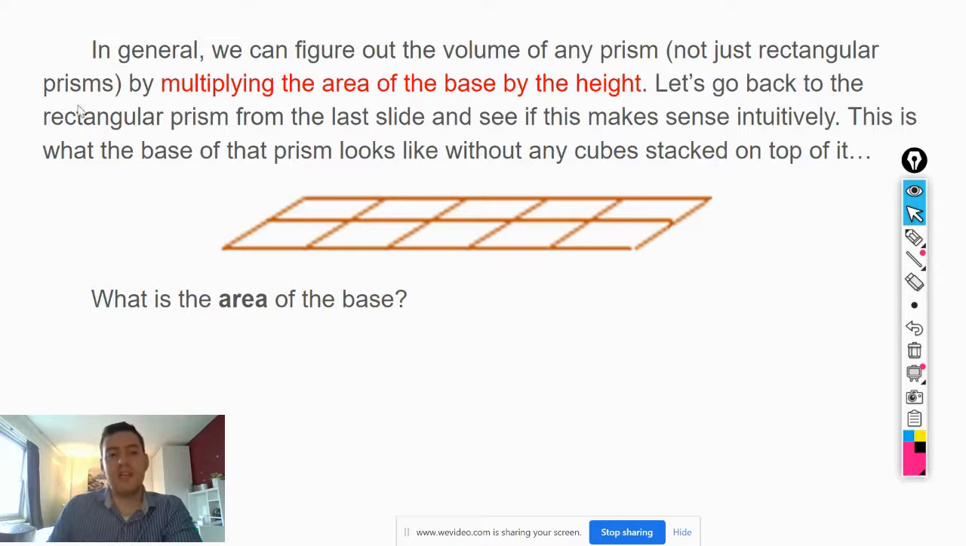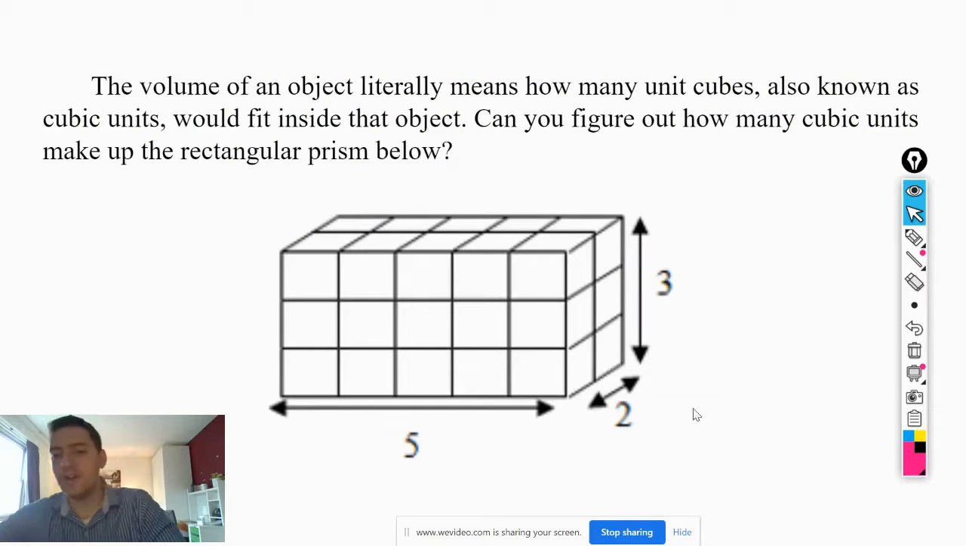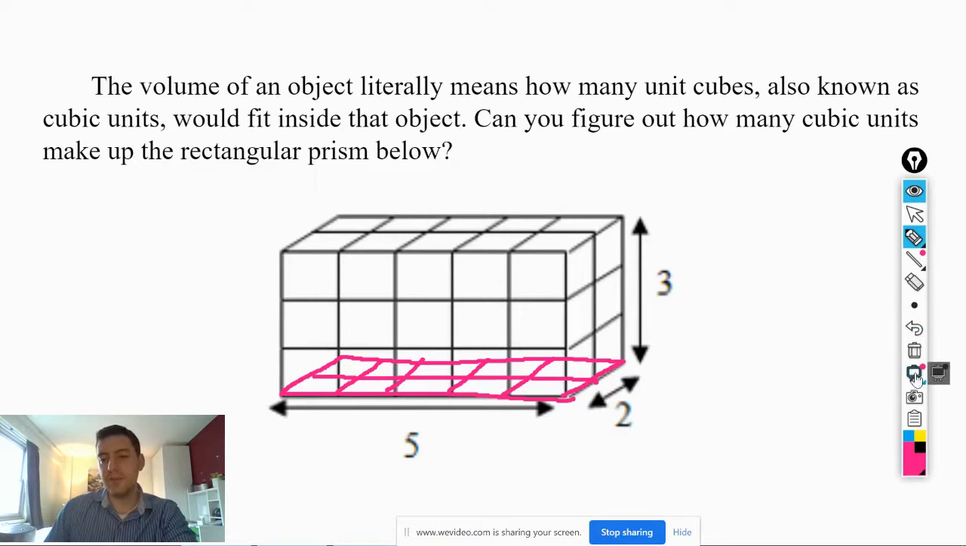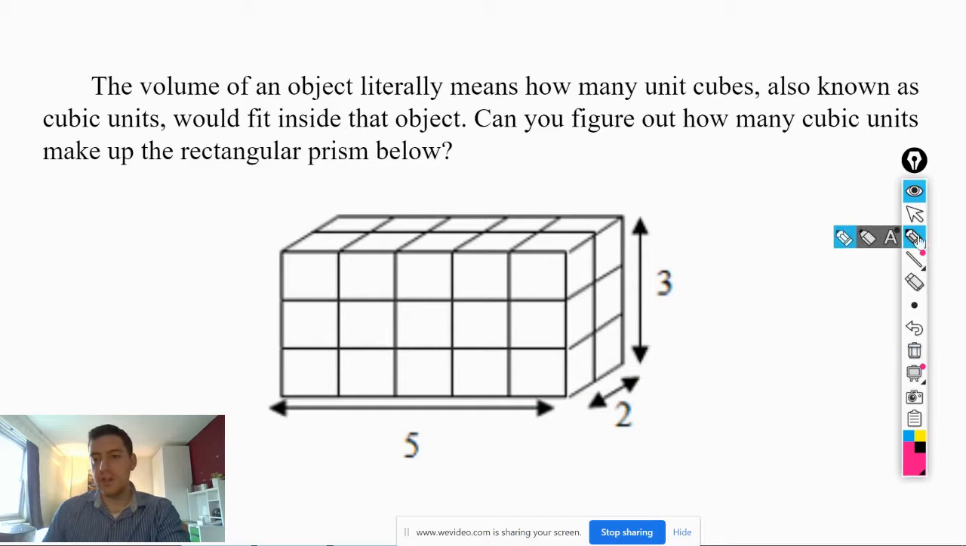But now let's go back to the rectangular prism from the last slide and see if this makes sense intuitively. This is what the base of that prism looks like without any cubes stacked on top of it. So if we go back to this slide over here, and remember to put your Superman X-ray vision glasses back on, if you were to look at the base of this prism, then it would look like that, right? So that's the picture that I have over here on the next slide.